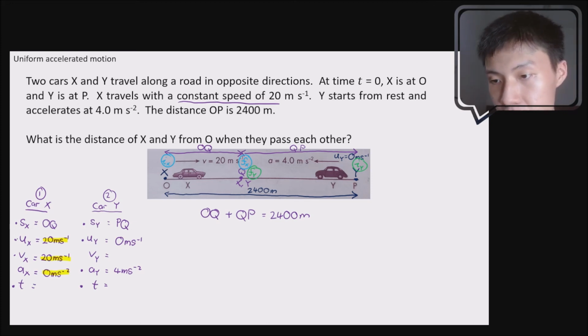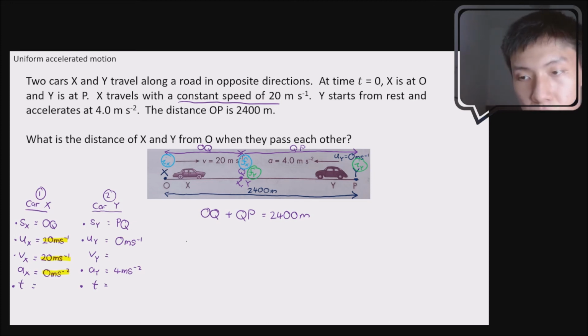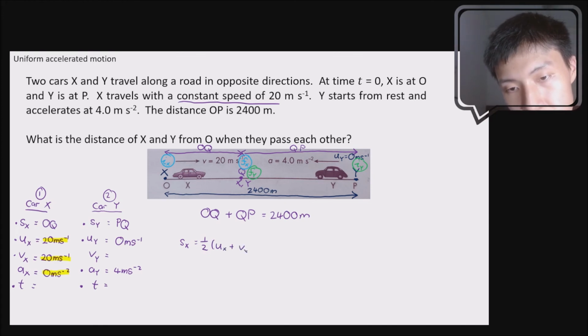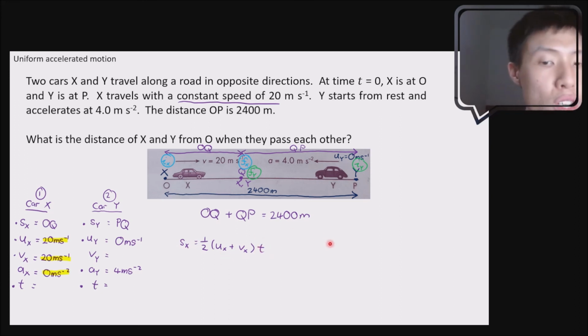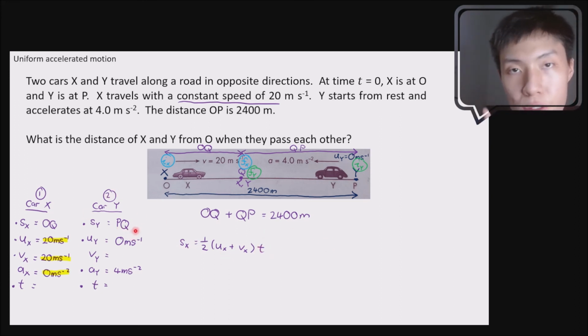So now you have S, U, V, and T. We are going to use the equation Sx equals half (Ux plus Vx) T. We are going to use this equation even though it has 2 things that we don't know. We don't know Sx, we don't know T, we know U, we know V. We use it because the car Y equation also has 2 unknowns, the S and the T. Then later we can do simultaneous equations, combining them to find either the distance or the time.